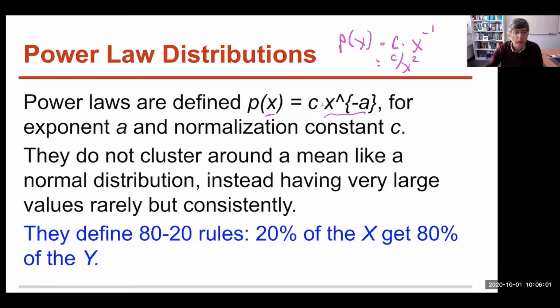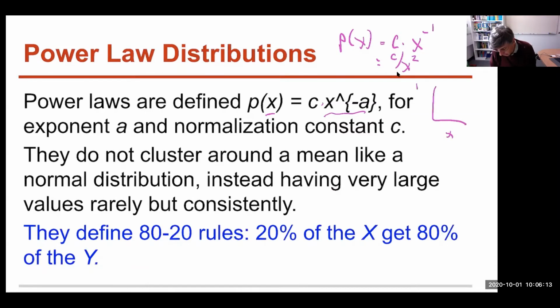What is interesting about this thing? In a power law distribution, if this is x, and you look at what the probability of x is, it looks something like that. It goes down rapidly. There is not a center.